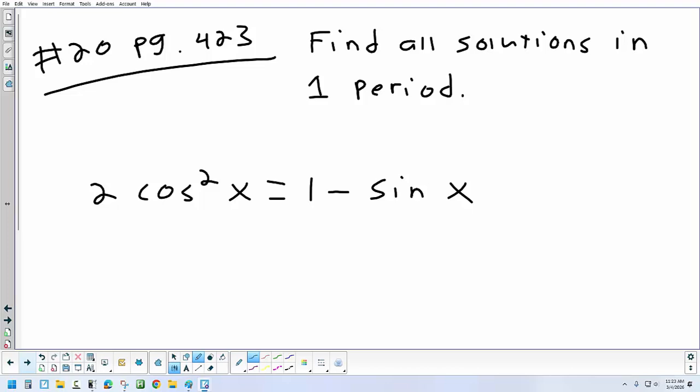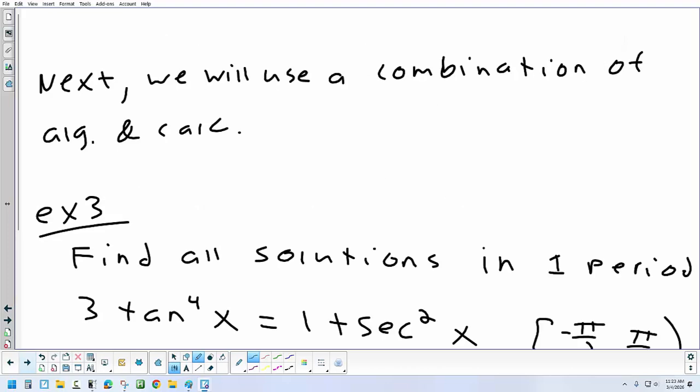All right. I'm not going to do this one. It's very, very similar to the 3 we've already done. You would want to get everything on one side, and then what would you substitute for it? Which trig function? Cosine squared. Yep. It's always substitute for the one that's squared.